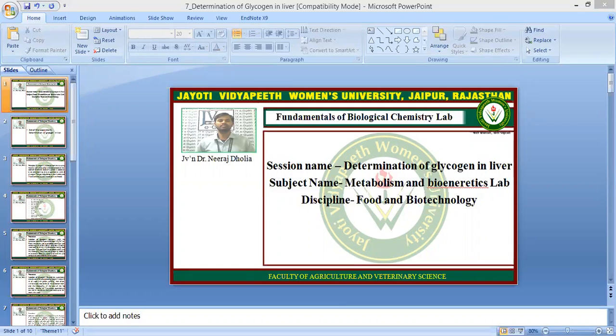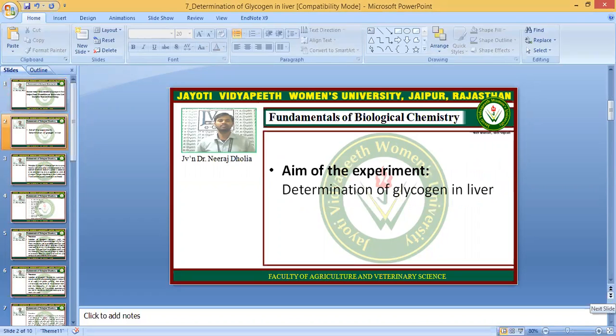So today we are here to discuss a practical session, that is determination of glycogen in liver. And this is related with the subject metabolism and bioenergetics labs. So let's start. The aim of the practical is determination of glycogen in liver.